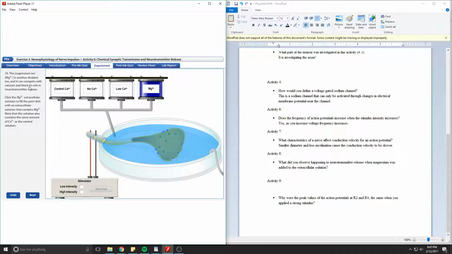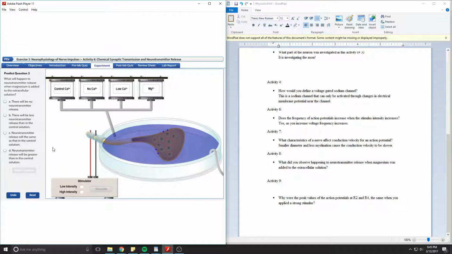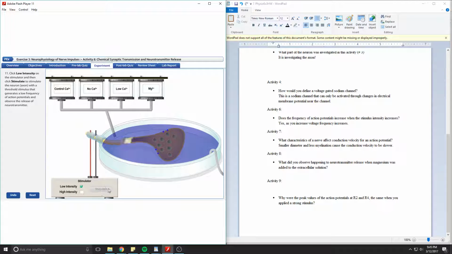All right, the magnesium ion is another divalent ion. It can compete with calcium and block its role in neurotransmitter release. Click Mg extracellular solution. Okay. Note the solution also contains the same amount of Ca2+. Okay. What will happen to neurotransmitter release when magnesium is added? I'm going to go with less than in the control. Yep.